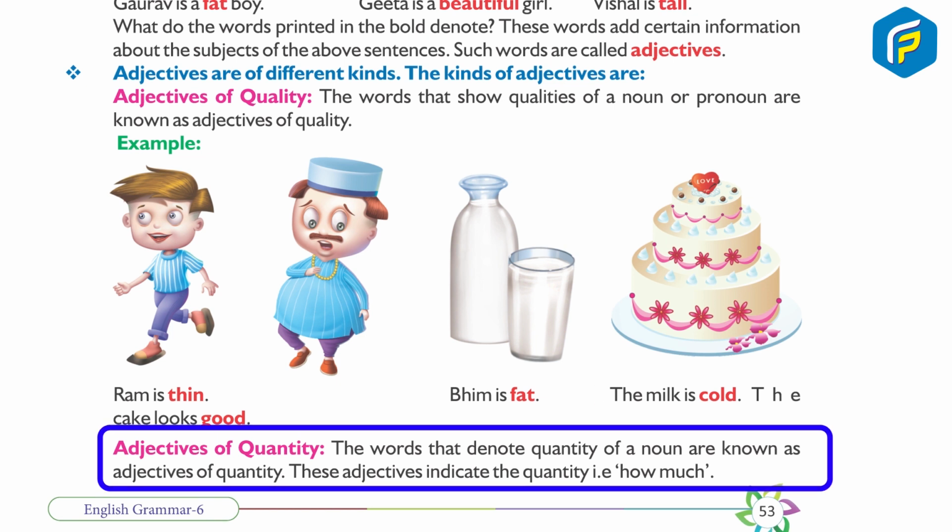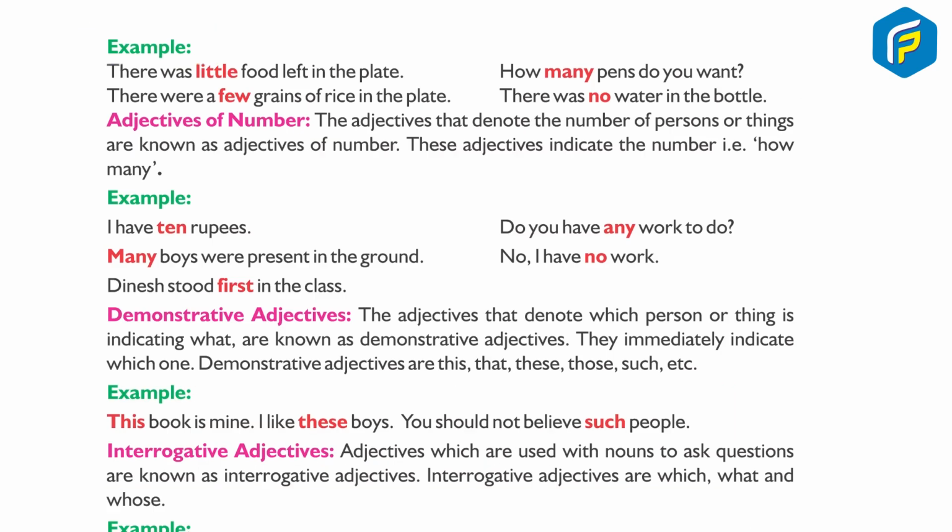Adjectives of quantity. The words that denote the quantity of a noun are known as adjectives of quantity. These adjectives indicate the quantity, how much. Examples: There was little food left in the plate. How many pens do you want? There were a few grains of rice in the plate. There was no water in the bottle.